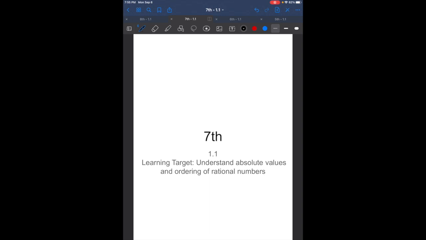Alright, ladies and gentlemen, this is 7th grade math. We are on lesson 1.1, and in today's lesson we are going to understand absolute values and ordering of rational numbers. Please make sure you have this copied down correctly in your notes, and we will move forward.